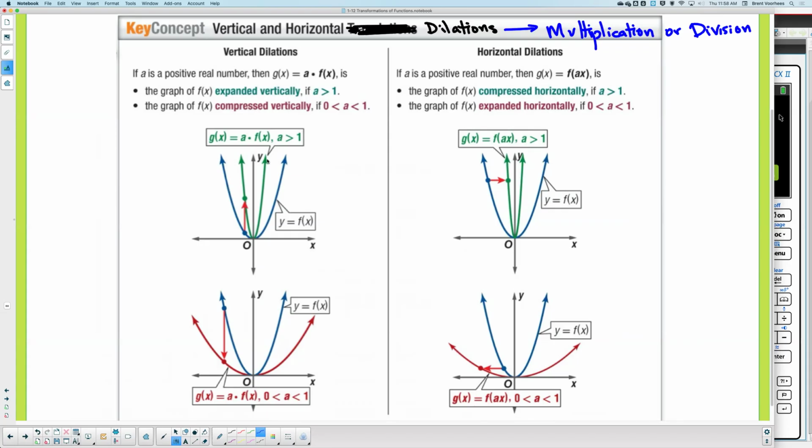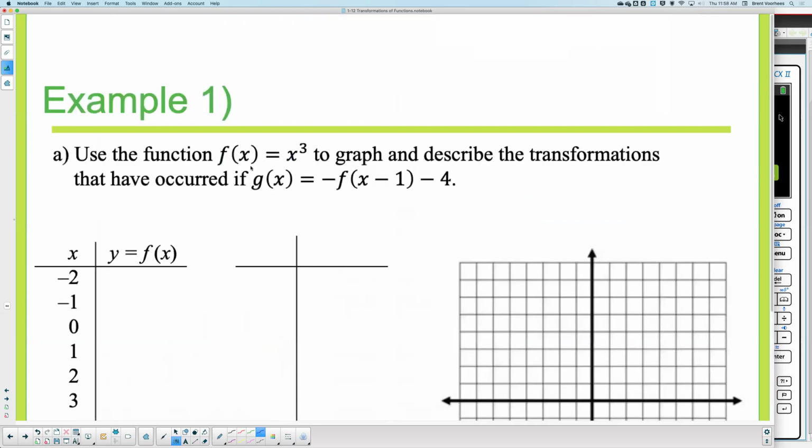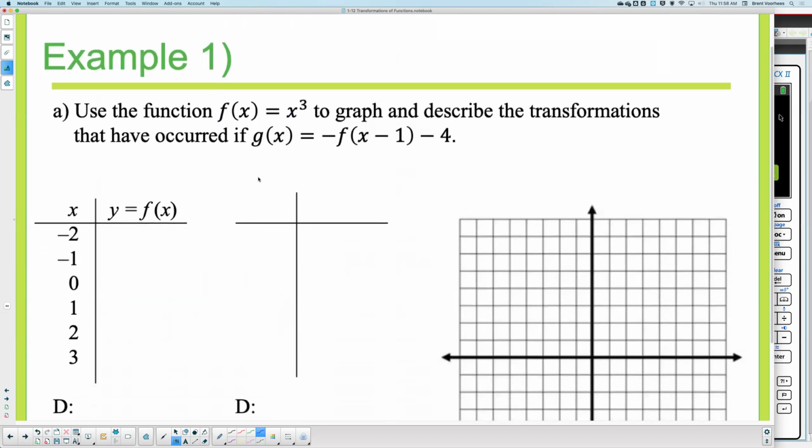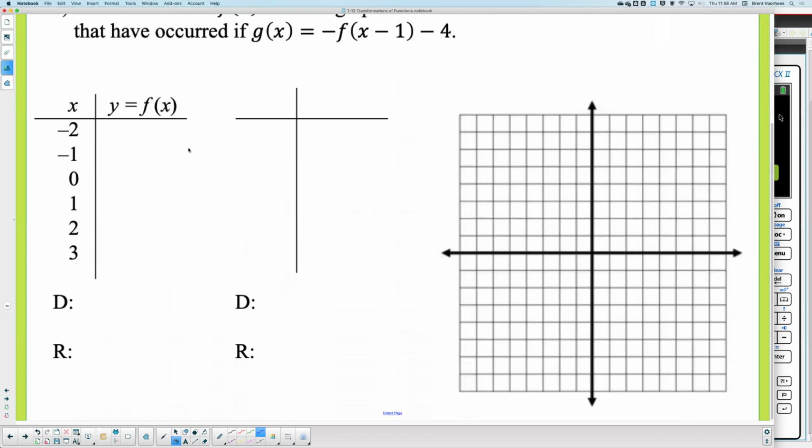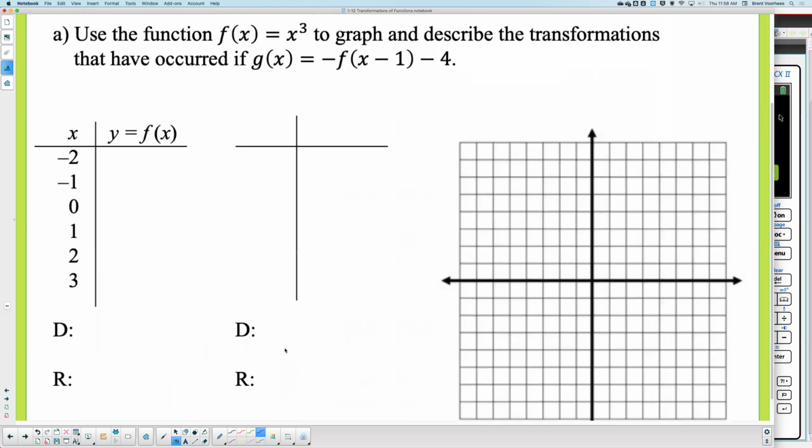With all that, let's get started. What I'm going to do all through this lesson is give you an equation and show you three different representations of what's happening mathematically. Okay, so let's begin on this first one. It says use the function f of x equals x cubed.